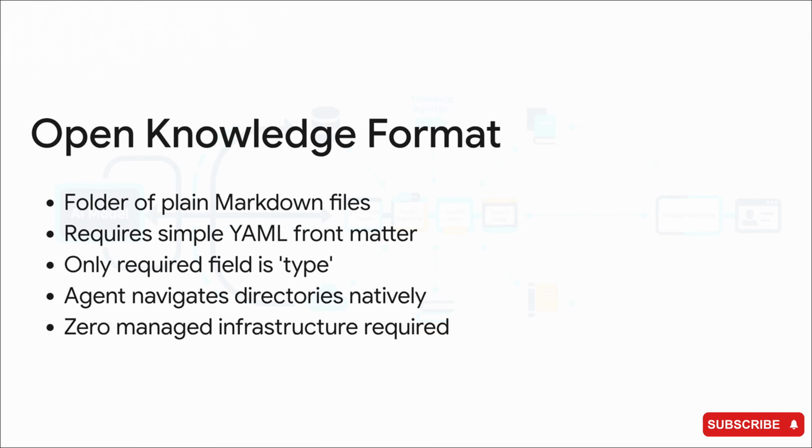You literally just add a tiny bit of YAML front matter at the top, and the only required field is telling the system what type of document it is. That's it. There's no complex embedding pipeline, no managed vector database. The AI agent simply navigates the directories natively, reading links between files just like you or I would.